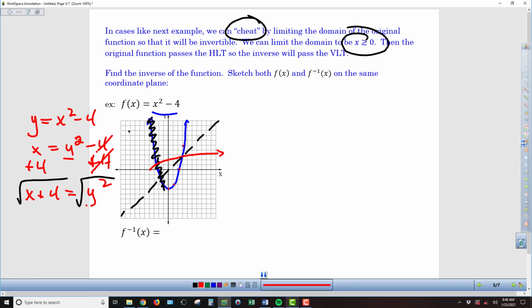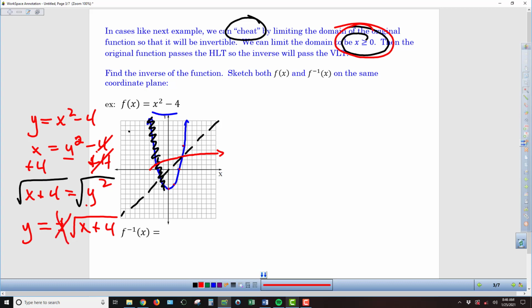And so if we recall, normally when we take the square root of both sides, we should put a plus or minus in front of our answer. So we get plus or minus the square root of x plus 4. But here's the problem: we would end up with 2 y coordinates for every x coordinate. And so that would mean that we would not have a function. So by restricting the domain like we did here, that basically eliminates the plus or minus in front here.